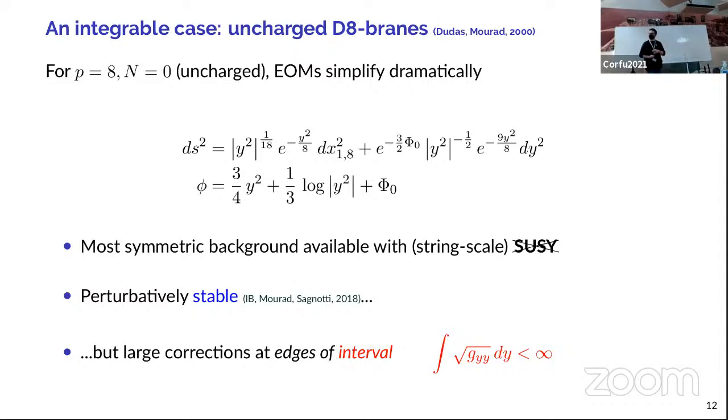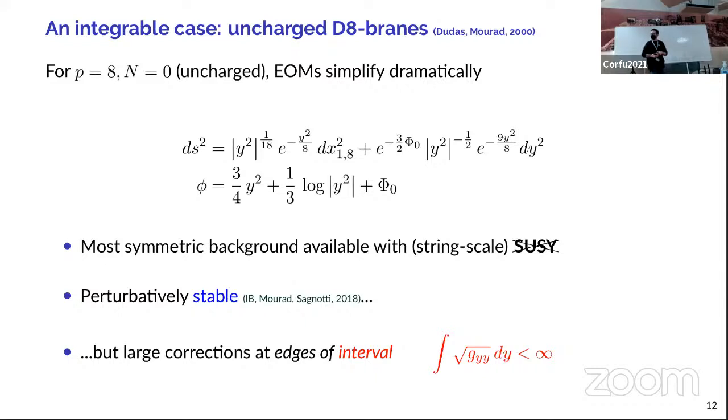But in this very specific case of D8 branes, which are uncharged, the system becomes integrable, and one actually recovers the Dudas-Mourad solution that was found 20 years ago. And this is somehow reassuring because it means that branes are all over the place in these models. Whenever one finds a solution that looks sensible, it looks like it can be realized with some brane configuration. And this very simple geometry only has a warped interval, and the rest is conformal to flat space. And furthermore, it is perturbatively stable, at least as far as classical fluctuations go.